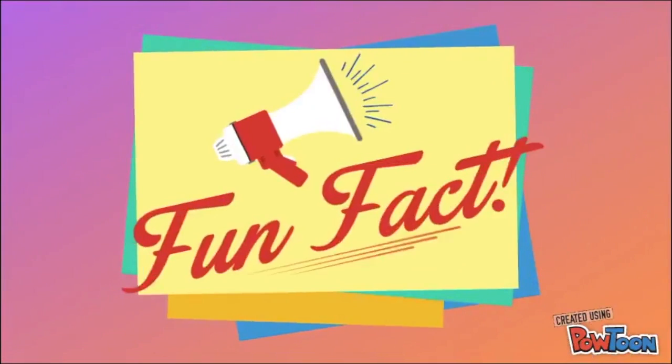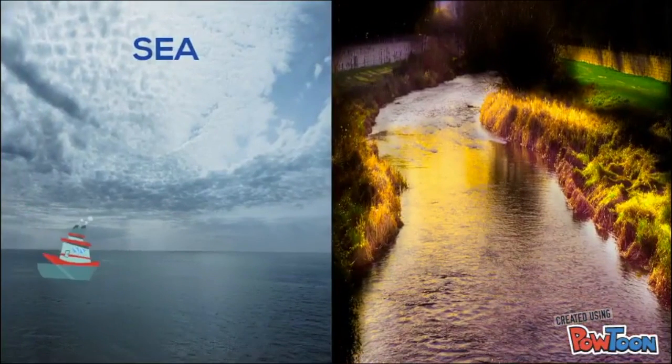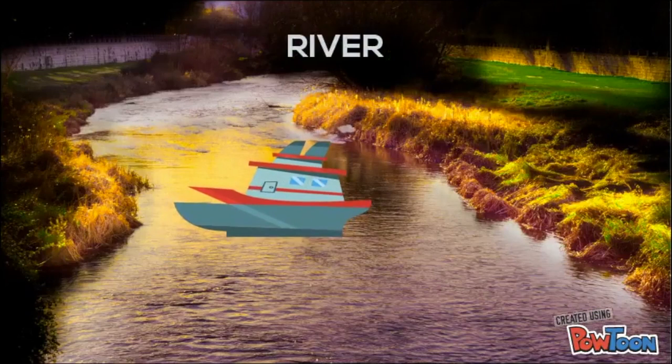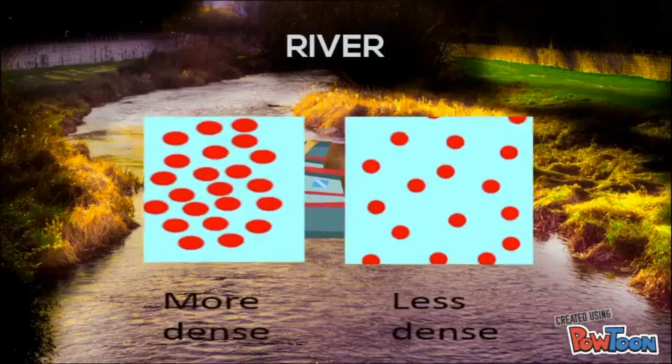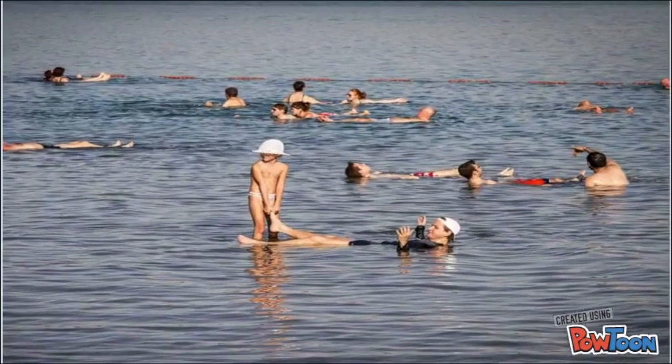After all of the studying, it's time for a fun fact. Do you think a ship will sink to a greater depth in seawater or in river water? The answer is river water. This is because seawater is denser than river water because of its high salt content. This is why ships sink to a greater depth in river water than in seawater. The Dead Sea has a high salt content and whoever falls into it can float.